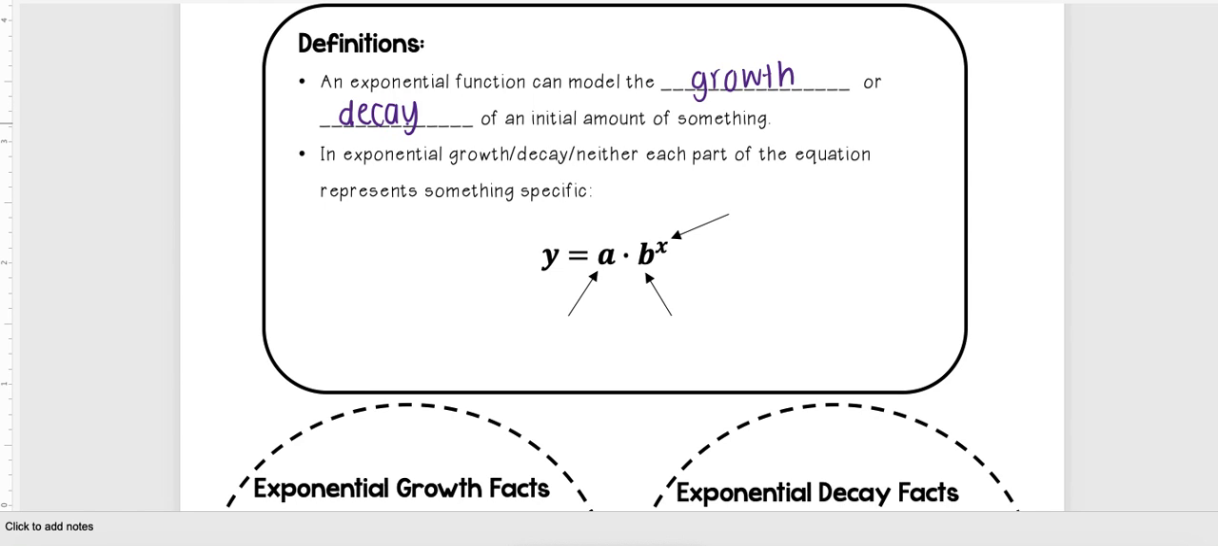In exponential growth, decay, or neither, each part of the equation represents something specific. So I'm going to write this in terms of word problems and what these mean. So the A, that's always going to be your starting amount. So whatever you start with and what's growing or decaying.